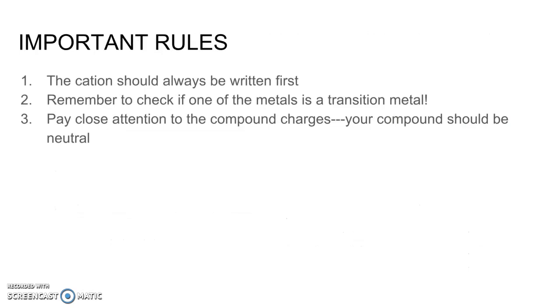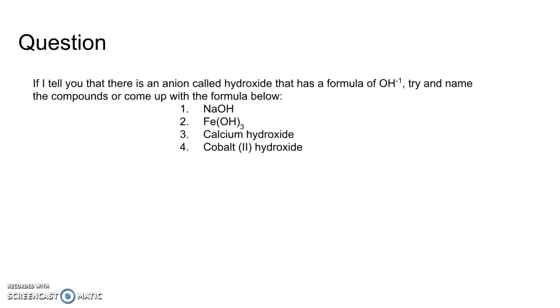All right, so I just want to sum up with some important rules. The cation, if you notice in every single one, that positively charged ion must be written first. Must. Always, always remember to check if one of the metals that's in your compound is a transition metal. Really, really important. And then pay close attention to the compound charges. Your compound has to be neutral. Has to be.